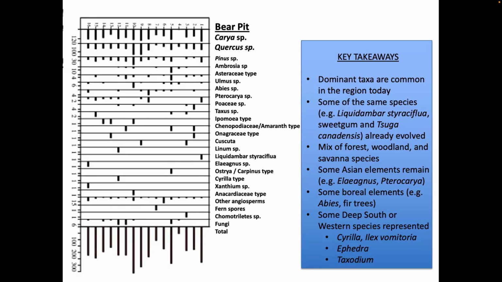And then finally, there are some deep south species here, such as Taxodium, bald cypress, and Ephedra, which today you've got to go to West Texas and New Mexico to see, or Utah. And then Cyrilla and Ilex vomitoria are both shrubs that we see today in Florida, South Alabama, and Southern Georgia. So it indicates that those are warm temperate elements that used to be here. Any questions about that?